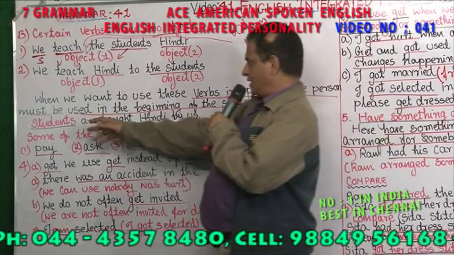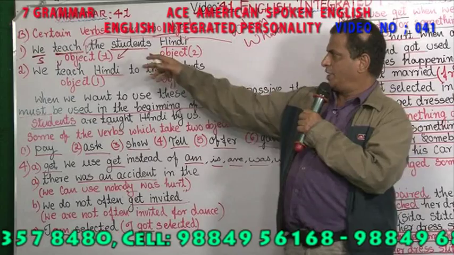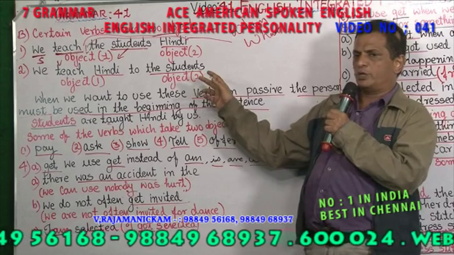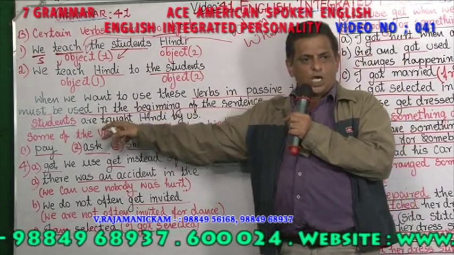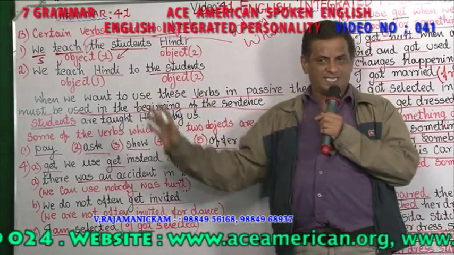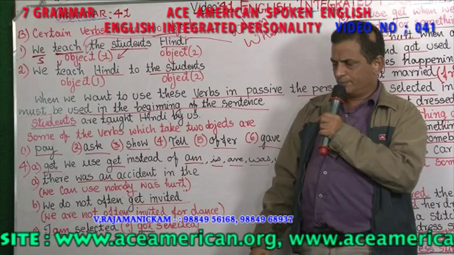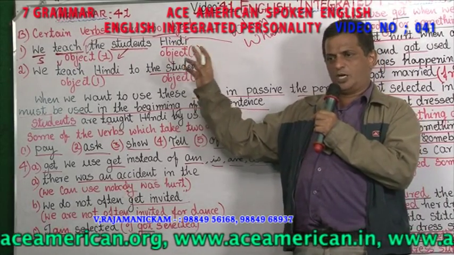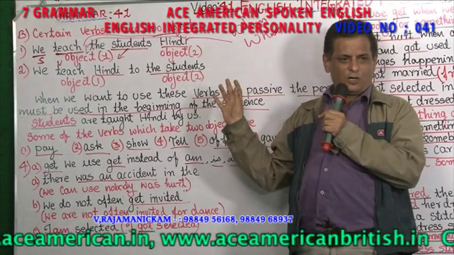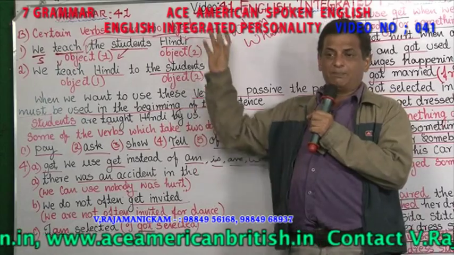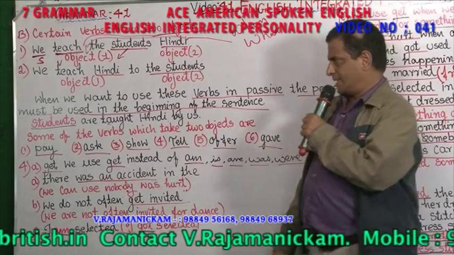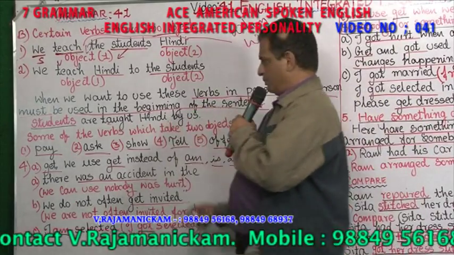See here, students are taught Hindi by us. We teach the students Hindi, or we teach Hindi to the students. When you come to the passive, students are taught Hindi by us. So the person should come in front as subject in passive. In active, subject, verb, object. In passive, object becomes subject, subject becomes object. If you have two objects, the person object should be the subject. You got it? Students are taught Hindi by us.